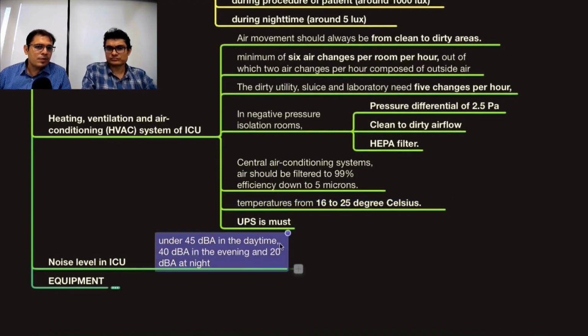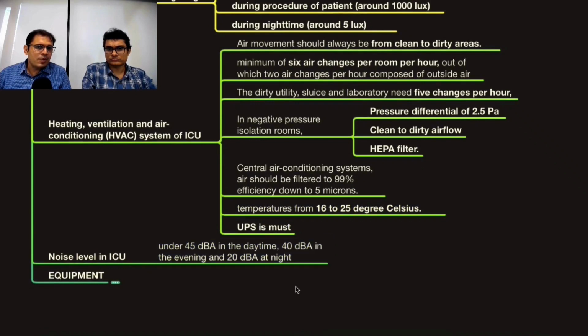It should be up to 45 decibels, or maybe 40 decibels in the evening, and 20 decibels at night. So you should prefer that the ICU staff is also not making too much noise, and even the monitors are not making much noise. And that is why the ICU is always on the top floor. If you have the ICU there, it is always good, as outside noise is not there.